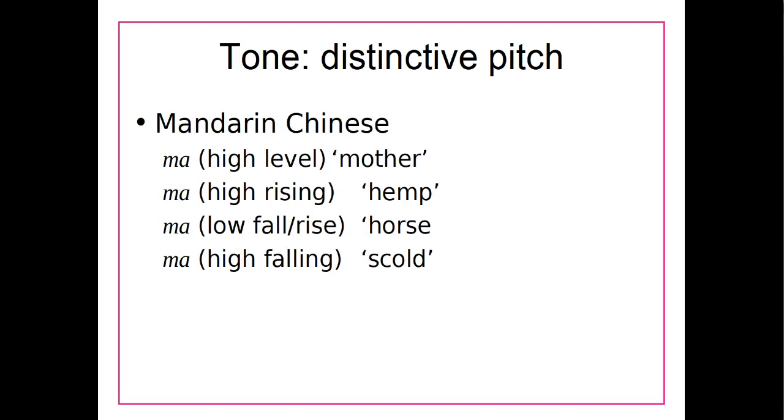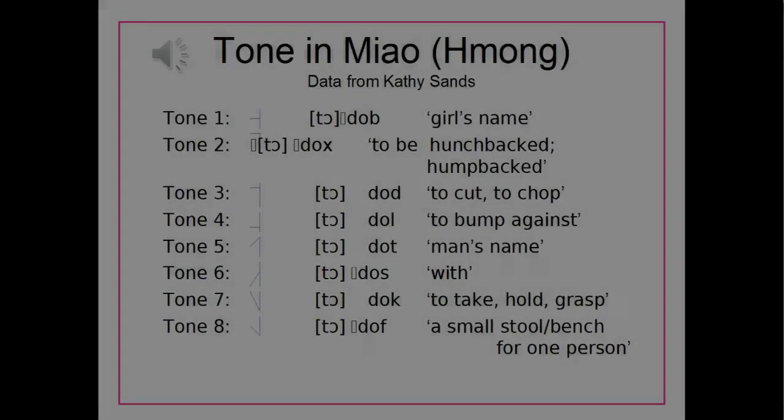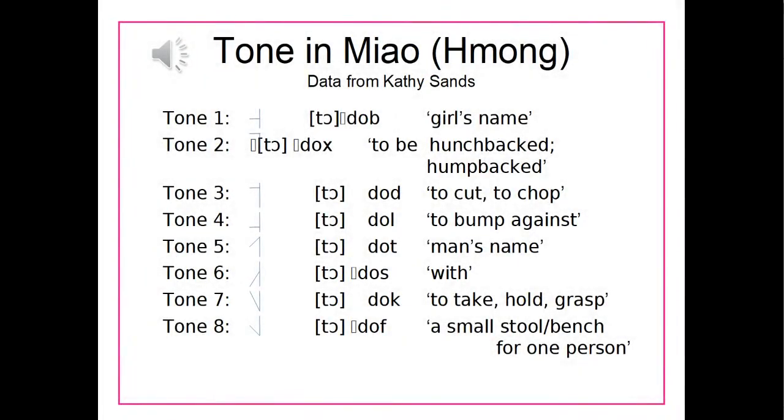So ma with a high tone will mean mother. Ma with a tone that's high and rising will mean hemp. Ma with a tone that's low but falling then rising will mean horse. And ma with a tone that's high and then falling will mean scold. So Mandarin Chinese, as you saw, had those 4 tones, but languages can have a whole bunch of tones.